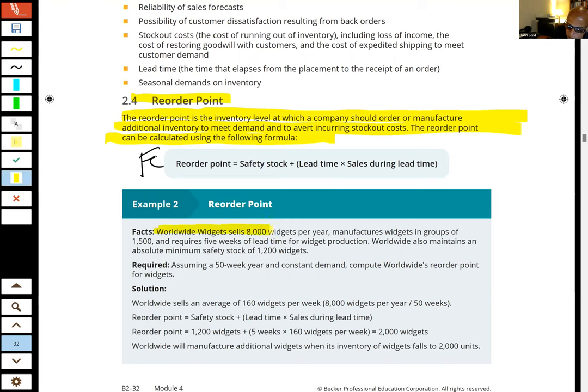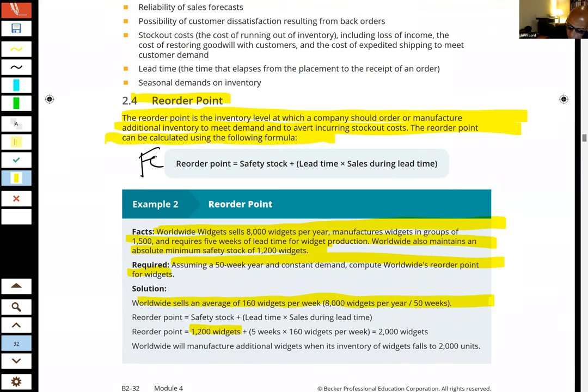Worldwide Widgets sells 8,000 widgets per year, manufactures widgets in groups of 1,500, and requires a 5-week lead time for widget production. Worldwide also maintains an absolute minimum safety stock of 1,200. Okay, so we know we've got 1,200, and we're going to assume a 50-week year here. I don't know why we're assuming a 50-week year, but Worldwide sells an average of 160 widgets per week, 8,000 widgets per year divided by 50 weeks.